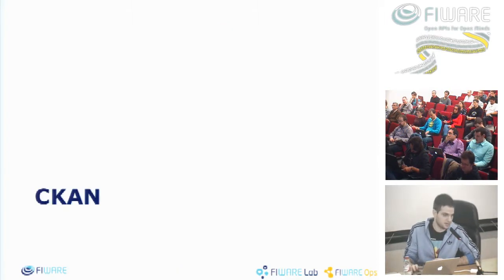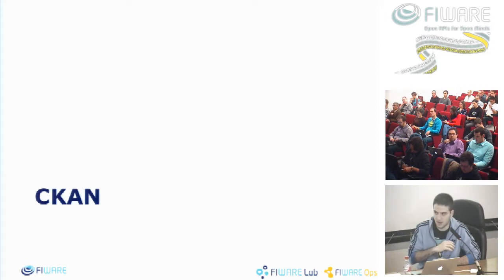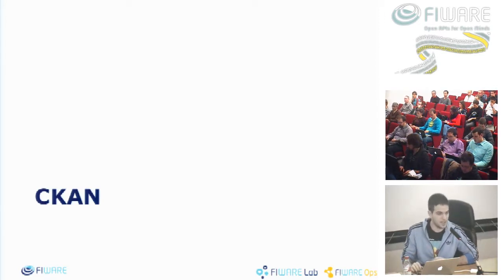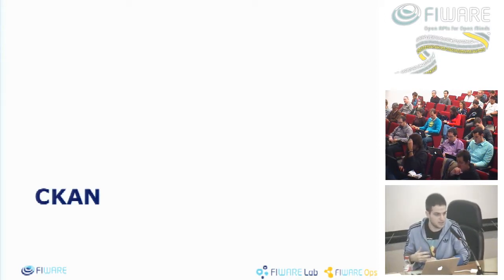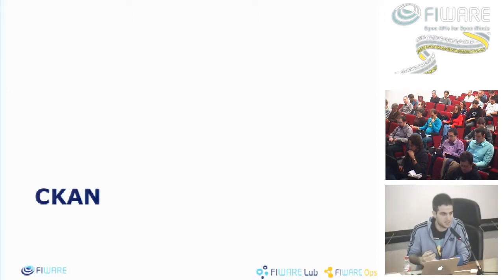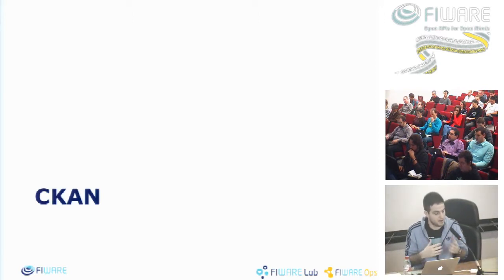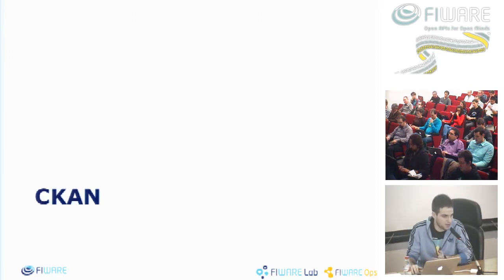So let's start with CKAN. CKAN is one of the most important open data platforms all over the world. It's used in a lot of environments, and a lot of smart cities are using it to publish their data. It's written in Python and uses PostgreSQL to store the information. And one of the most valuable characteristics of this software is something they call extensions, which allow developers to modify the behavior of the system in very different ways.